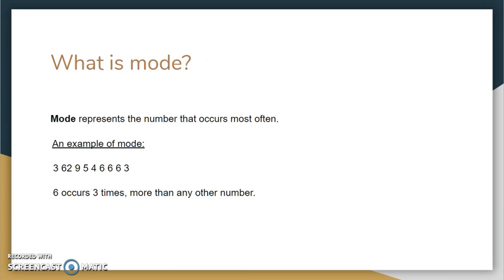What is mode? Mode represents the number that occurs most often. Here's an example. The numbers we are given are 3, 62, 9, 5, 4, 6, 6, 6, and 3. Now, which number occurs most often? The number 6. It occurs 3 times, more than any other number.